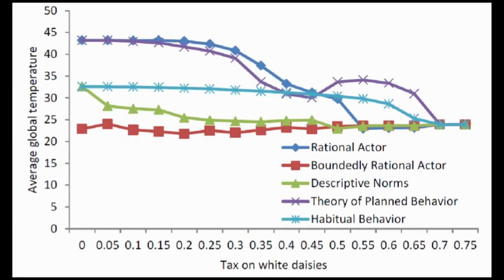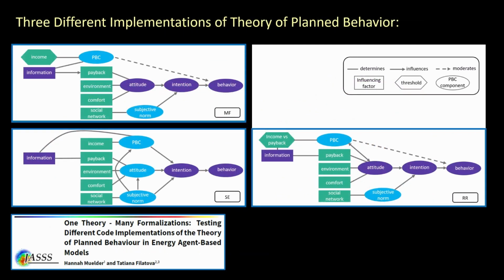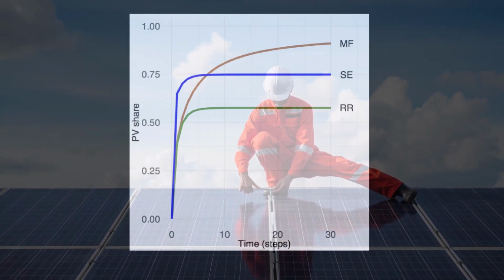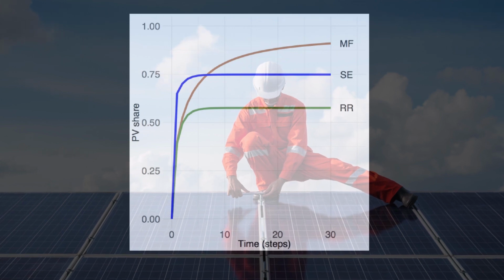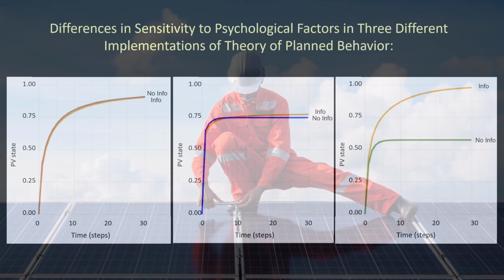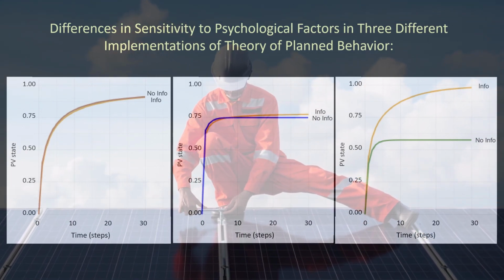Even within a single model of behavior, there are great challenges in implementation. Mulder and Filatova used an agent-based model of residential adoption of solar power using the psychological theory of planned behavior. The model compared 3 subtly different implementations of this decision theory, each one taken from a different published model. The 3 different implementations of the decision theory run within the same agent-based model produced very different predictions of rooftop solar adoption.